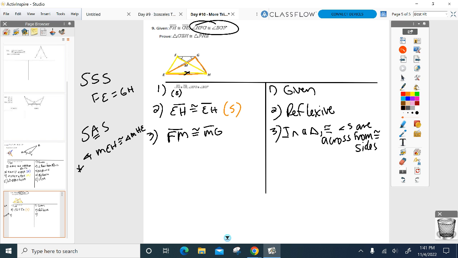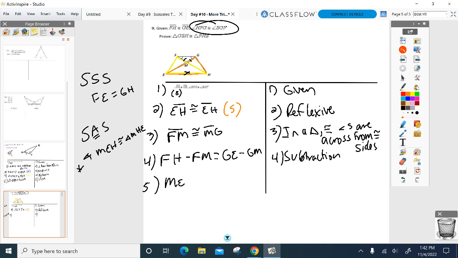All right. Now, how's that help? Well, let me go back to the given. FH and GE were congruent, right? These whole sides were equal. And now that FM and MG are equal, I can do subtraction to say ME and MH. Well, who cares, right? They're not even sides in the triangle. So I'm going to go FH minus FM equals GE minus GM. Subtraction. To say, by substitution, segment ME and segment MH are equal.